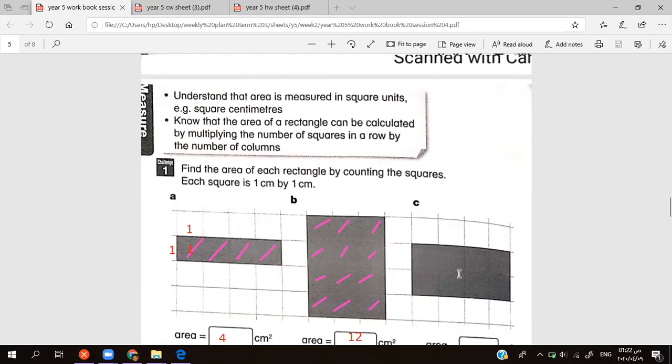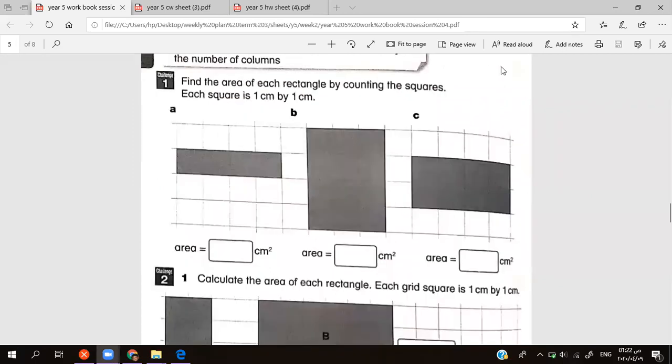Pause me and answer number C and come back. Okay, now let's count. 1, 2, 3, 4, 5, 6, 7, 8. So here it is, 8. Very easy.